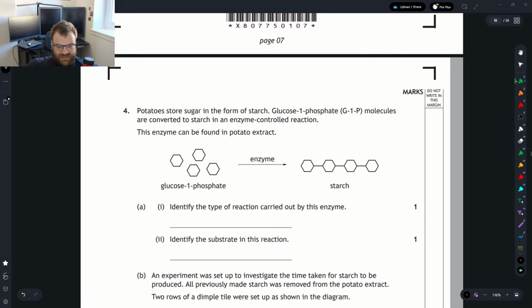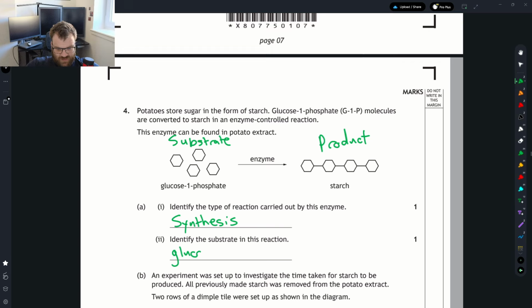Next one, what type of reactions? Well, we have 2 reactions. We have synthesis and we have degradation. Here we are joining things up. That's going to be a synthesis. One way it might help you think about that is photosynthesis was making up sugar from carbon dioxide and water. So building stuff, making stuff. The substrate is at the start. The product is what you make. So it's going to be the glucose 1-phosphate.